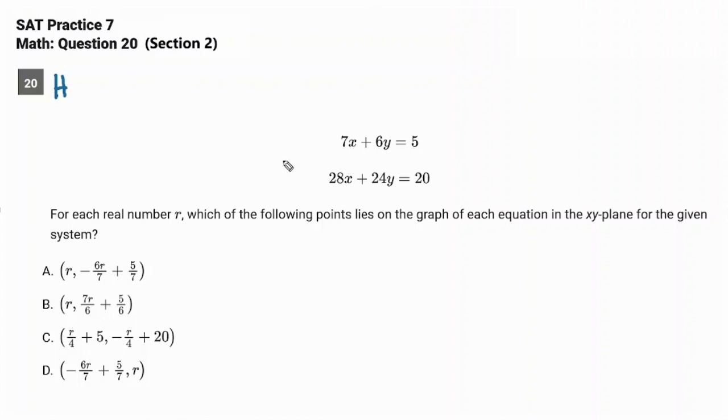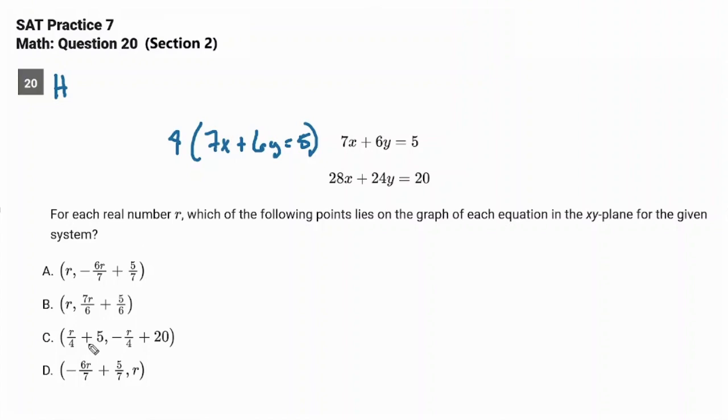Got two equations. The equations look like they're different, but they're not. 7x plus 6y equals 5. If you multiply this equation times 4, you get 4 times 7x, 28x, 4 times 6y is 24y, 4 times 5 is 20. So not simultaneous equations, the same equation twice. For each real number r, which of the following points lies on the graph of each equation in the xy-plane for the given system? For each real number r, that means any number r.